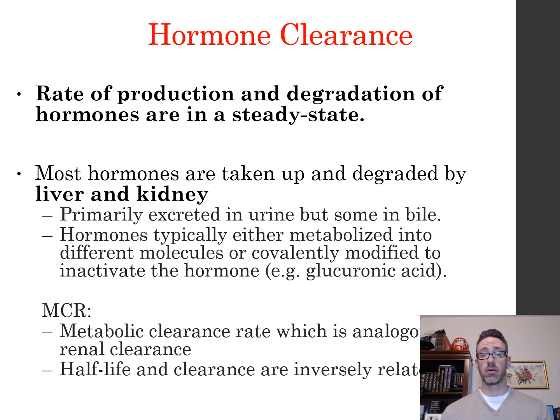A classic example of that is glucuronic acid. The liver, for example, can combine glucuronic acid to, say, a hydrophobic hormone. Glucuronic acid makes it more charged, so it's more soluble. If it's more soluble and stays in the plasma, we can filter it more readily in the kidneys, and it can be excreted that way, or in the bile.